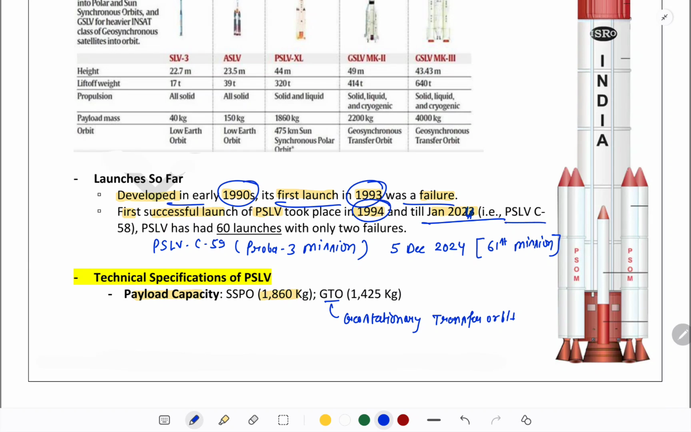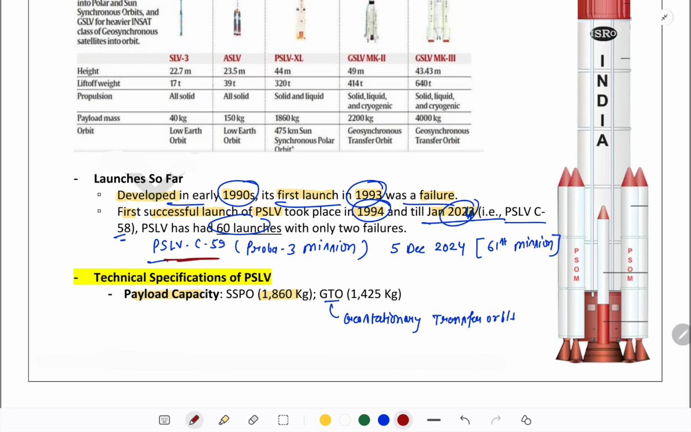The mission name is PSLV C58. Now why is the numbering C58 when I'm saying it is the 60th launch? Because earlier 2 launches culminated in failure. And after this, later on comes the PSLV C59.